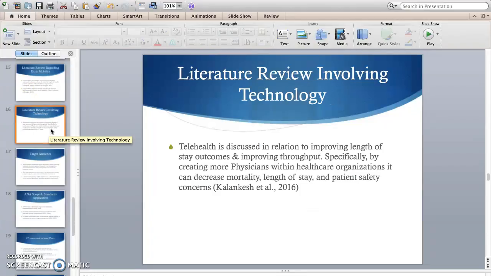And then this talks about telehealth and the literature review revolving around telehealth. Telehealth is discussed in relation to improving length of stay outcomes and improving throughput. Specifically, by creating more access to physicians within healthcare organizations, it can decrease mortality, length of stay, and patient safety concerns.